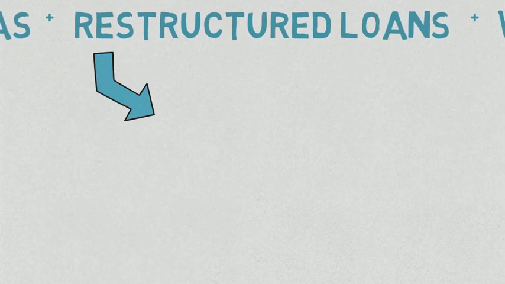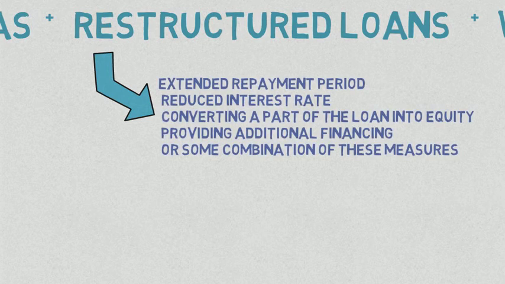To enable the borrower to pay the installments, banks restructure their loans to make it more feasible for the borrower. Restructuring includes an extended repayment period, reduced interest rate, converting a part of the loan into equity, providing additional financing, or some combination of these measures.